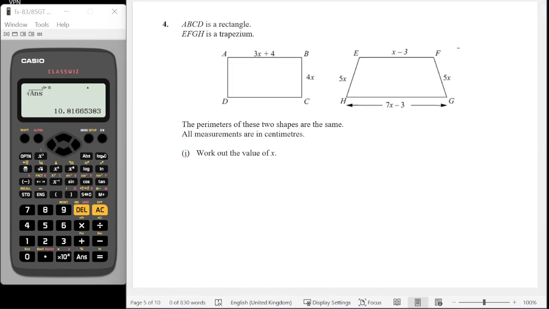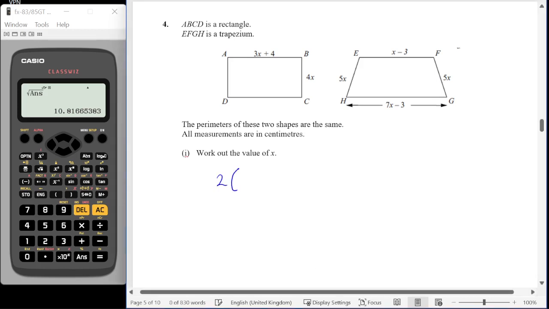Okay, question four. ABCD is a rectangle, and we've got EFGH is a trapezium. The perimeter of these two shapes are the same. All measurements are in centimetres. Work out the value of x. So the perimeter of the rectangle, first of all, is going to be two lots of this length plus this length. So that's going to be two lots of 7x plus 4.